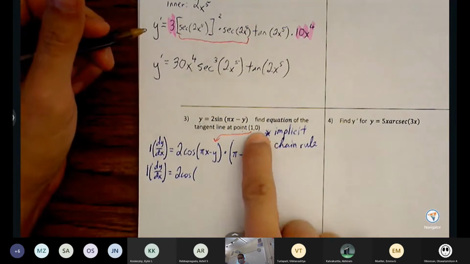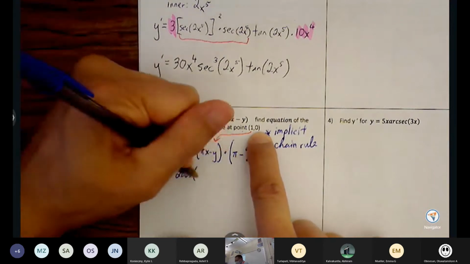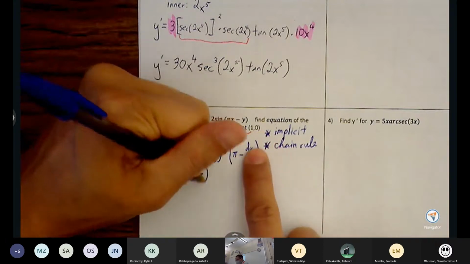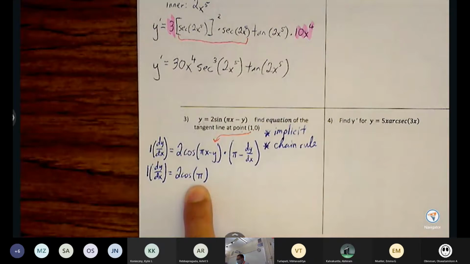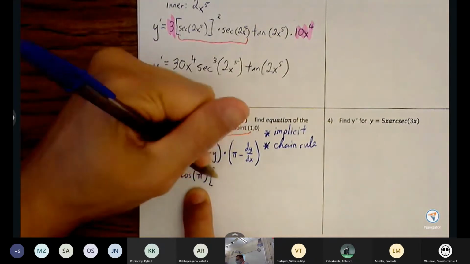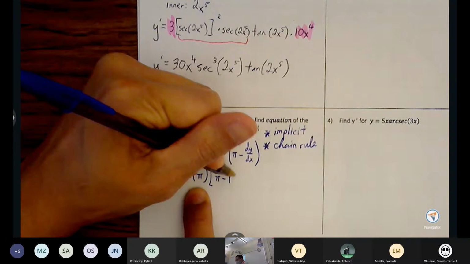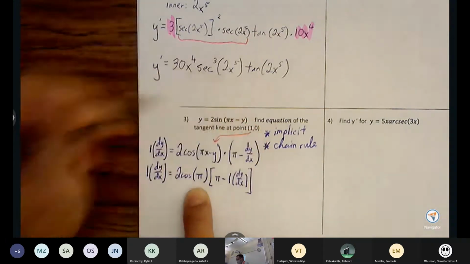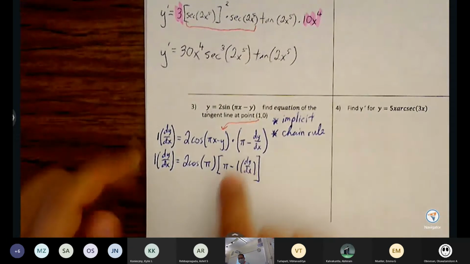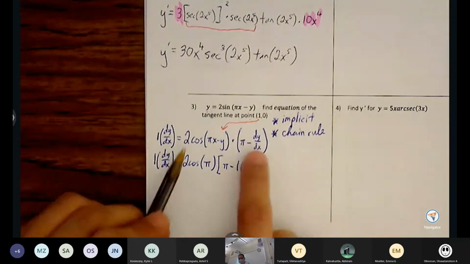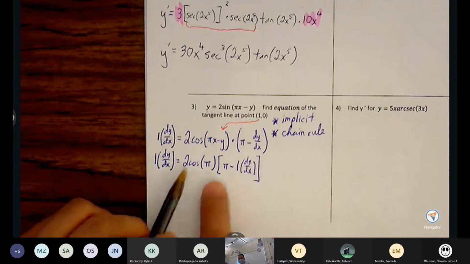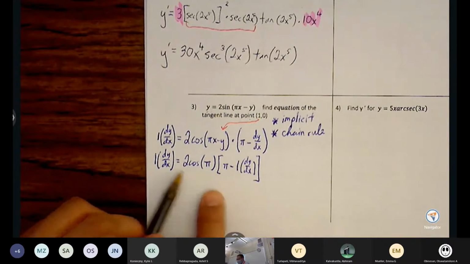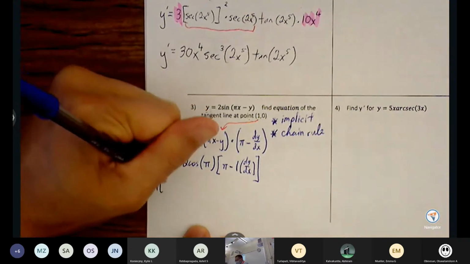Okay, so replace x with 1, replace y with 0. Y becomes 0, so just 2 cosine of pi. And then pi minus 1 dy dx. Okay, I'm trying to get this down to a number here, because all the x's and y's have now been resolved. Okay, so cosine of pi is -1. -1 times 2 is -2, so I have 1 dy dx.